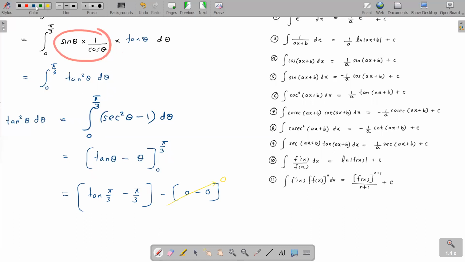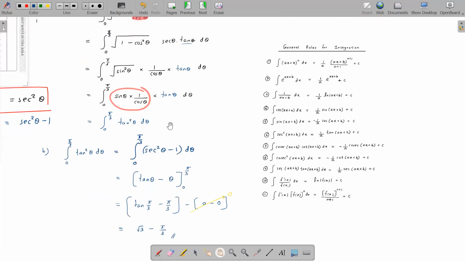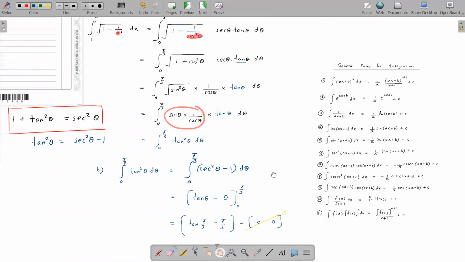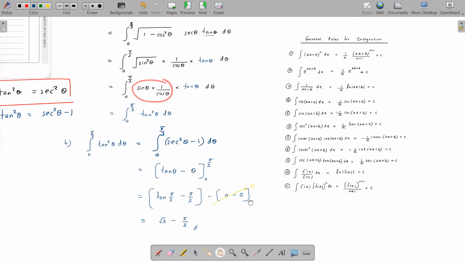So I'm remaining here. What is tan pi over 3? Tan pi over 3 in radian mode, type it in the calculator. Tan pi over 3 will be root 3. So root 3 minus pi over 3. So this is the exact answer. I think they wanted you to find the exact answer, right? Hence find the exact value of this integration. So this is the exact value of the integration.